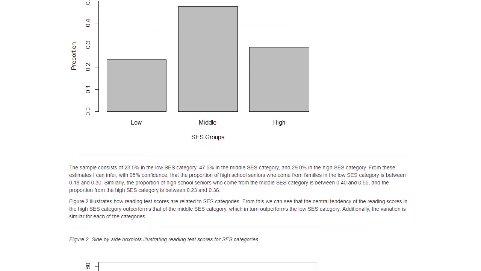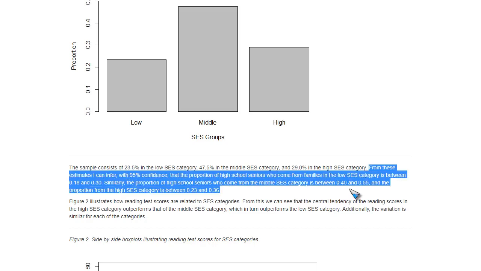So notice what I have added. I'm basically adding confidence intervals for a proportion, and I'm adding 3 of those because I have 3 different proportions. I have the proportion in low, the proportion in middle, and the proportion in high. So here is what I say. From these estimates, I can infer with 95% confidence that the proportion of high school seniors who come from families in the low SES category is between 0.18 and 0.30.